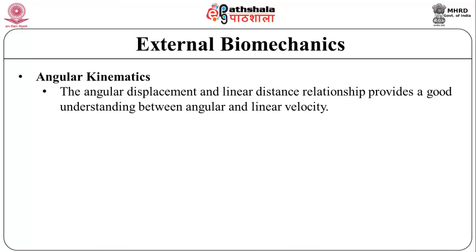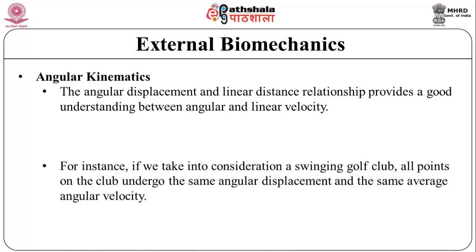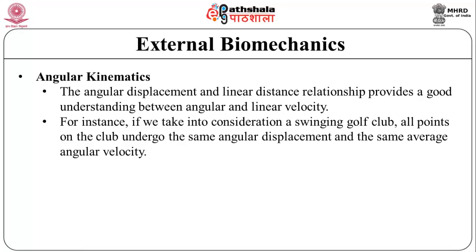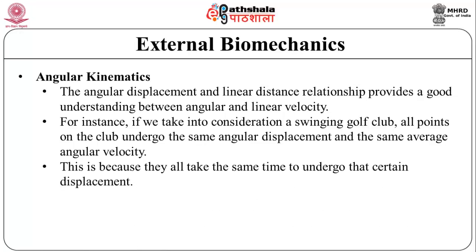The angular displacement and linear distance relationship provides a good understanding between angular and linear velocity. For instance, if we take into consideration a swinging golf club, all points on the club undergo the same angular displacement and the same average angular velocity. This is because they all take the same time to undergo that certain displacement.